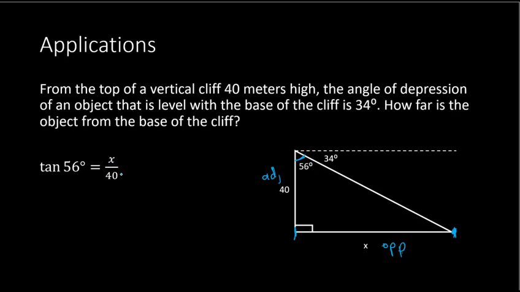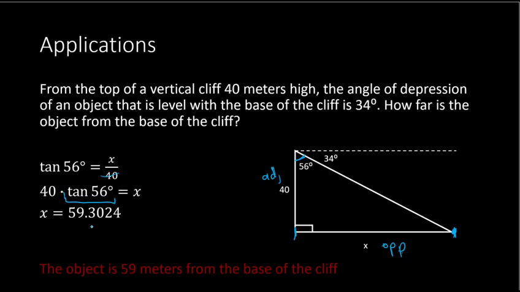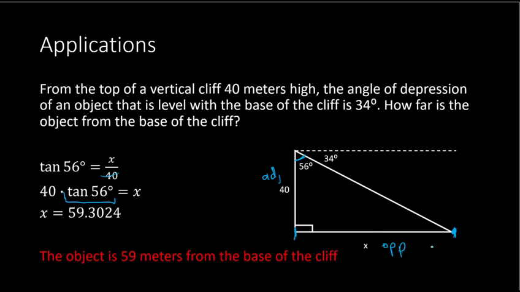So multiply both sides by 40. That would get you 40 times tan of 56. And then just type this into your calculator. So make sure you're in degree mode and do tangent of 56 degrees. That gives you some number. Then multiply that by 40, and your solution is going to be 59.3024, which rounds to about 59 meters. So this length is going to be 59 meters.